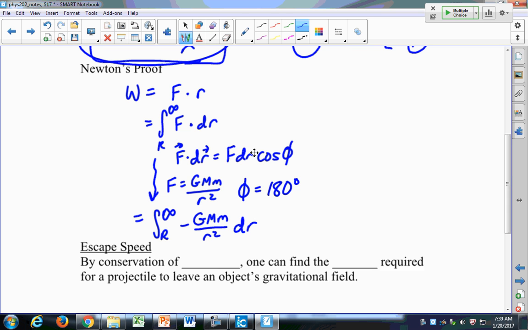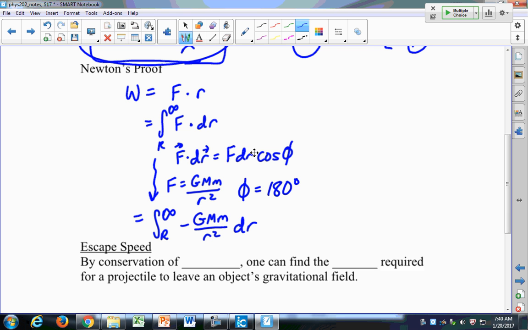dr. Where did the negative come from here? Where did I get this negative? I want to venture an educated guess. Okay, that's a good guess, but that's not it. Mathematically, where does it come from? Look at the integral that I'm doing: the integral of F dot dr, which simplifies to F dr cosine phi. I have an expression for F. I have an expression for phi. So where do I get this negative? The cosine of 180. So that's where that negative comes from, just mathematically.